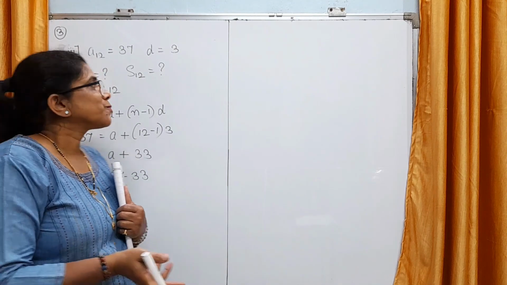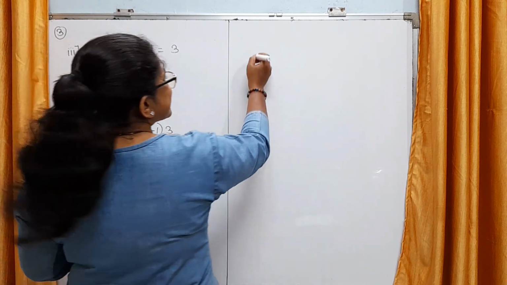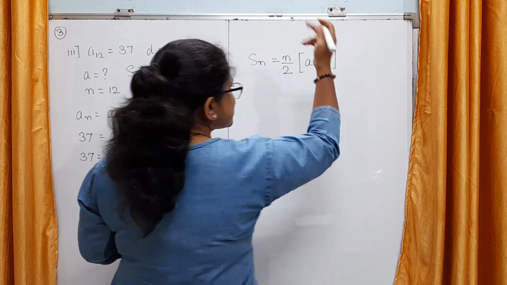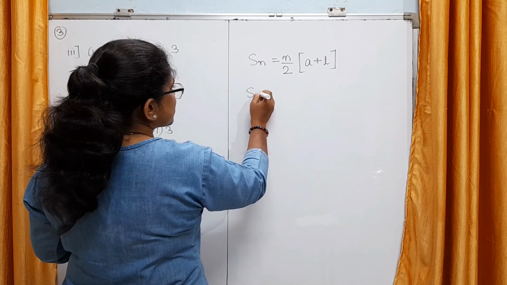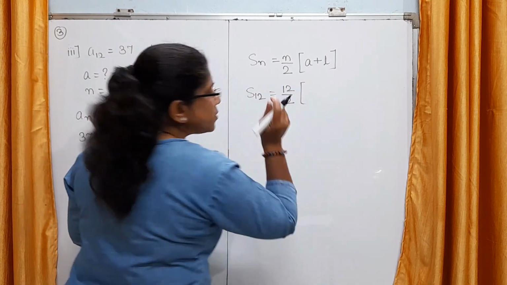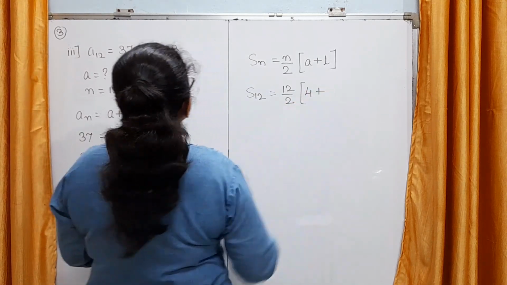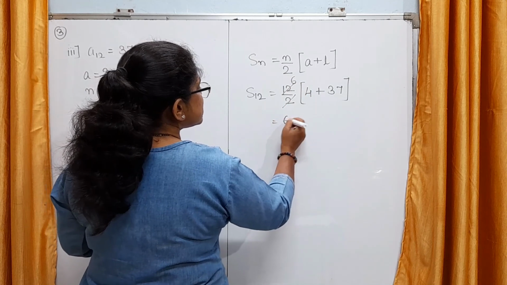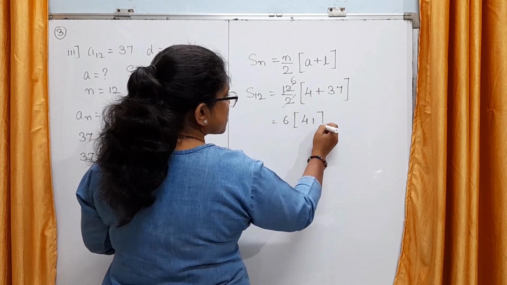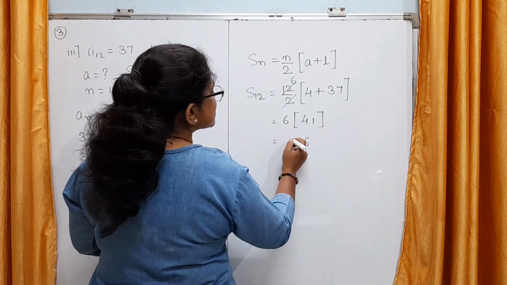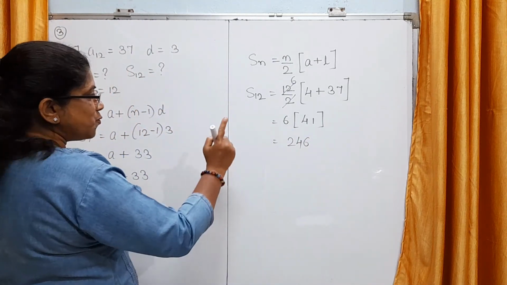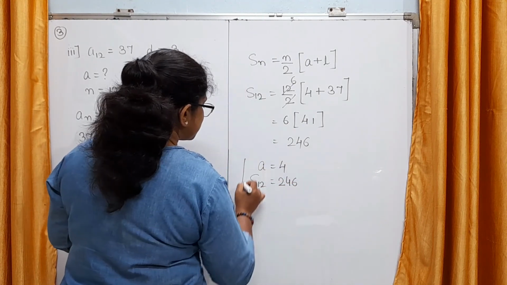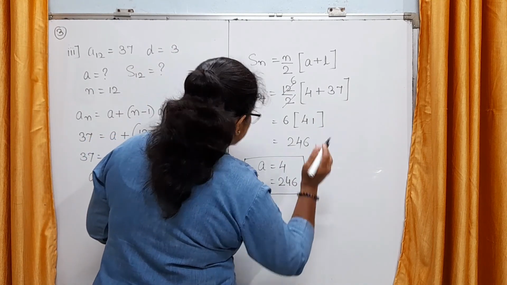Now what we have to find? S12. We know first term, we know last term, we know number of terms. Sn is equal to n upon 2 into the bracket a plus l. Here we have to find S12. So 12 upon 2 into the bracket a, what is our a? 4. And last term 37. 2 ones are 2, 6 are 6 into 4 plus 37, 41. 6 ones are 6, 6 fours are 24. S12 is 246. First term is 4. S12 is 246. So here we complete our one more easy sum, that is third sum.